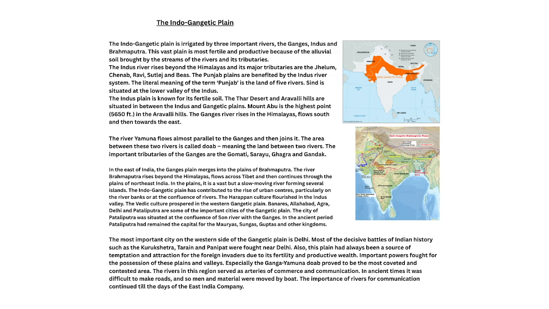The river Brahmaputra rises beyond the Himalayas, flows across Tibet and then continues through the plains of northeast India. In the plains, it is a vast but a slow moving river forming several islands.